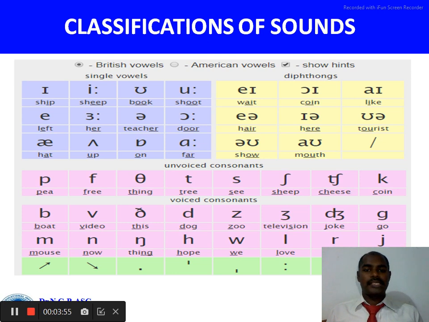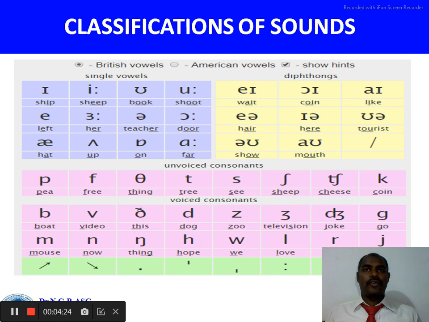And next we will see about the consonant sounds. We say there are 24 consonants, in voiced and unvoiced. Now we will see the unvoiced consonants. P, free, think, tree, see, sheep, cheese, coin. So when we pronounce these, there is no vibration in our vocal cords. That's why we say it's an unvoiced consonant.